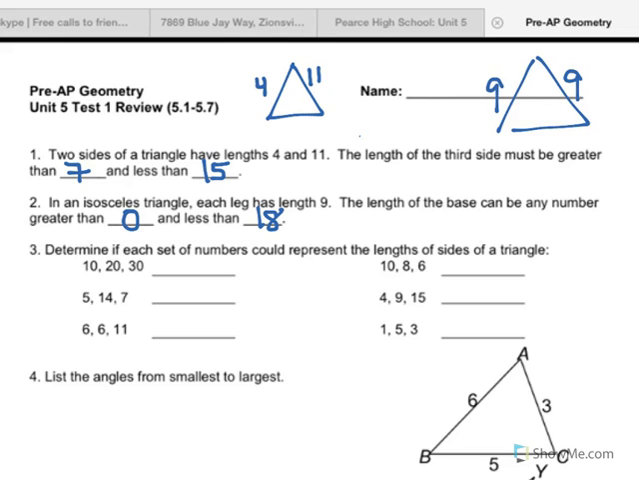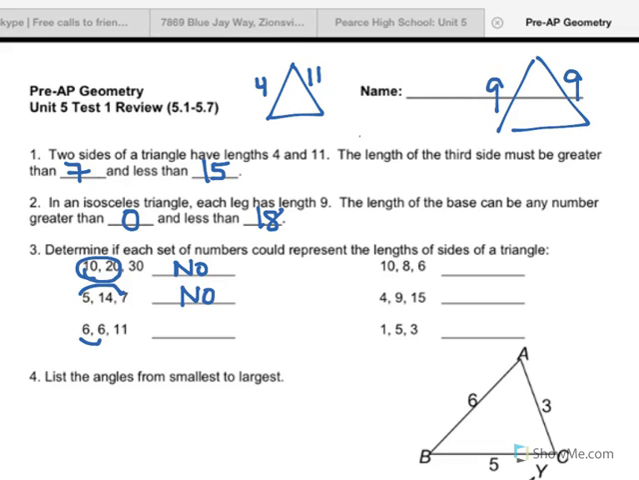Determine if each set of numbers could represent the sides of a triangle. Remember, your two smaller sides have to add up and be greater than the third side. So look at this one. 10 plus 20 is 30. Not big enough. 5, 14, and 7. 7 plus 5 is 12, and 12 is not larger than 14. It's not going to work.